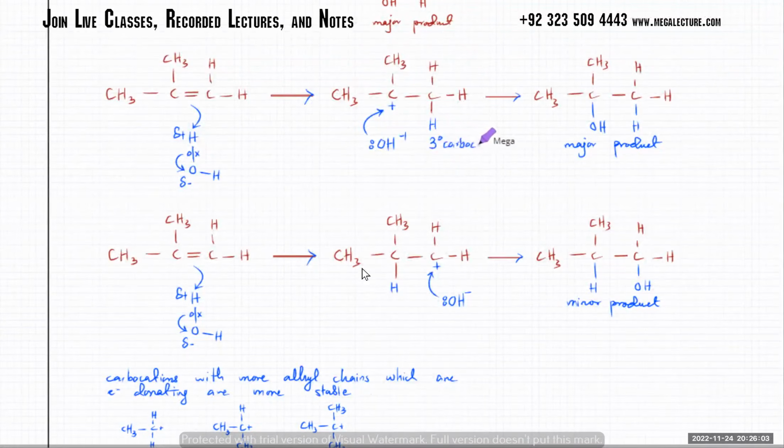So the idea so far is that a 3 degree carbocation is more likely to be formed. It's more stable, and a 1 degree carbocation is kind of unstable, right? Now again the question is why. Why is it harder to form a 1 degree carbocation? Why is it a lot easier to form a 3 degree carbocation?